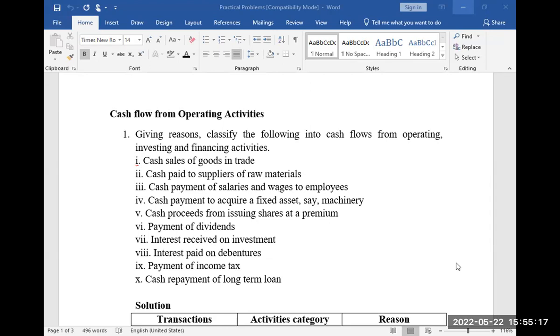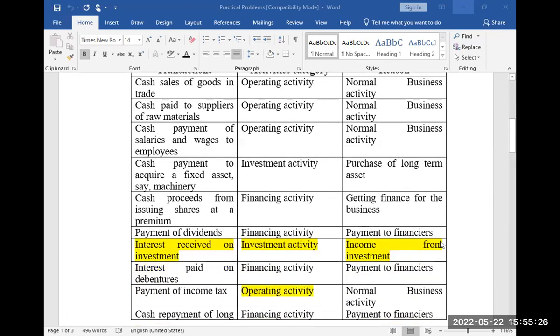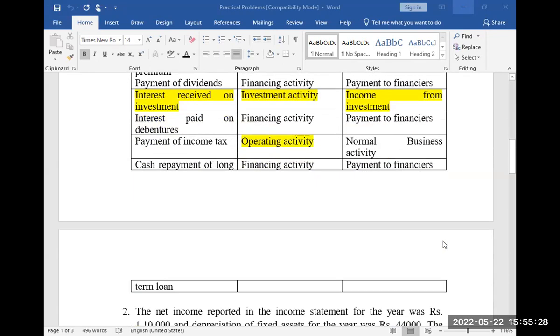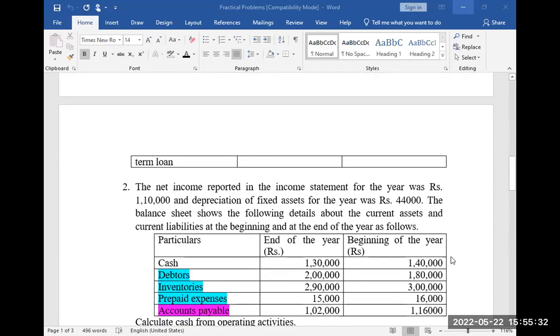Any doubt? Okay. There is a small question, very small, just to find out the income from operating activity.